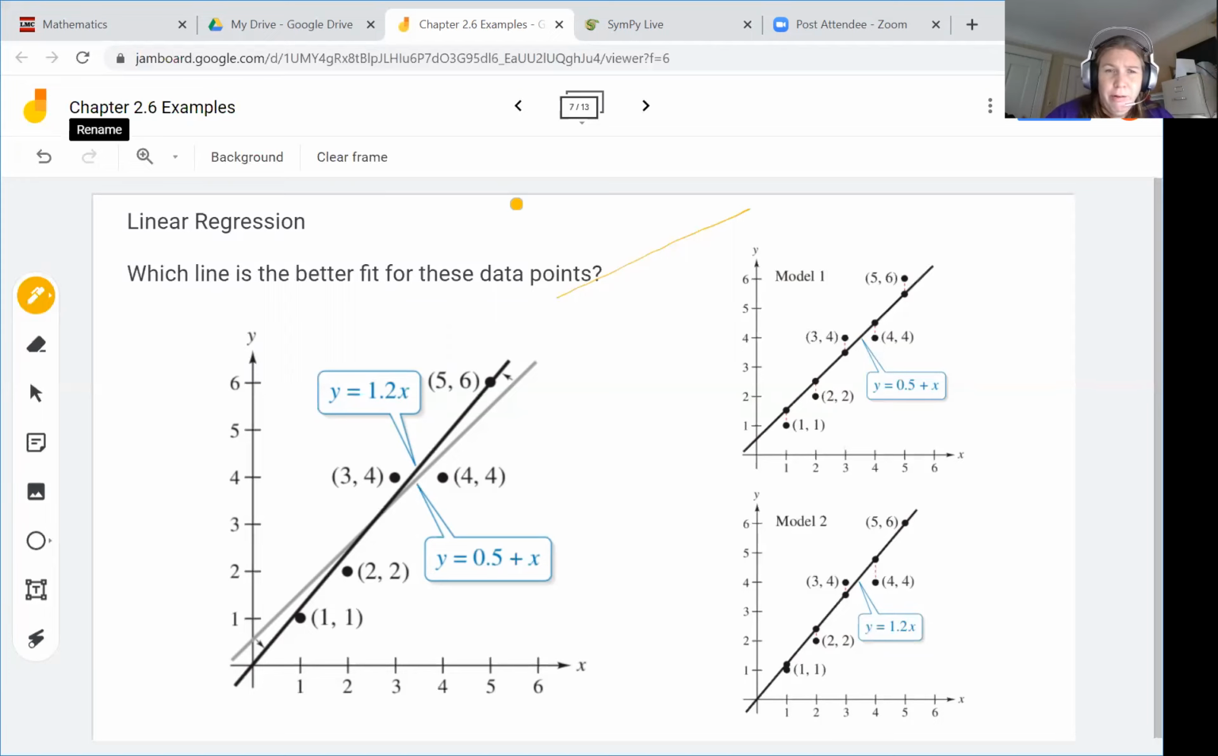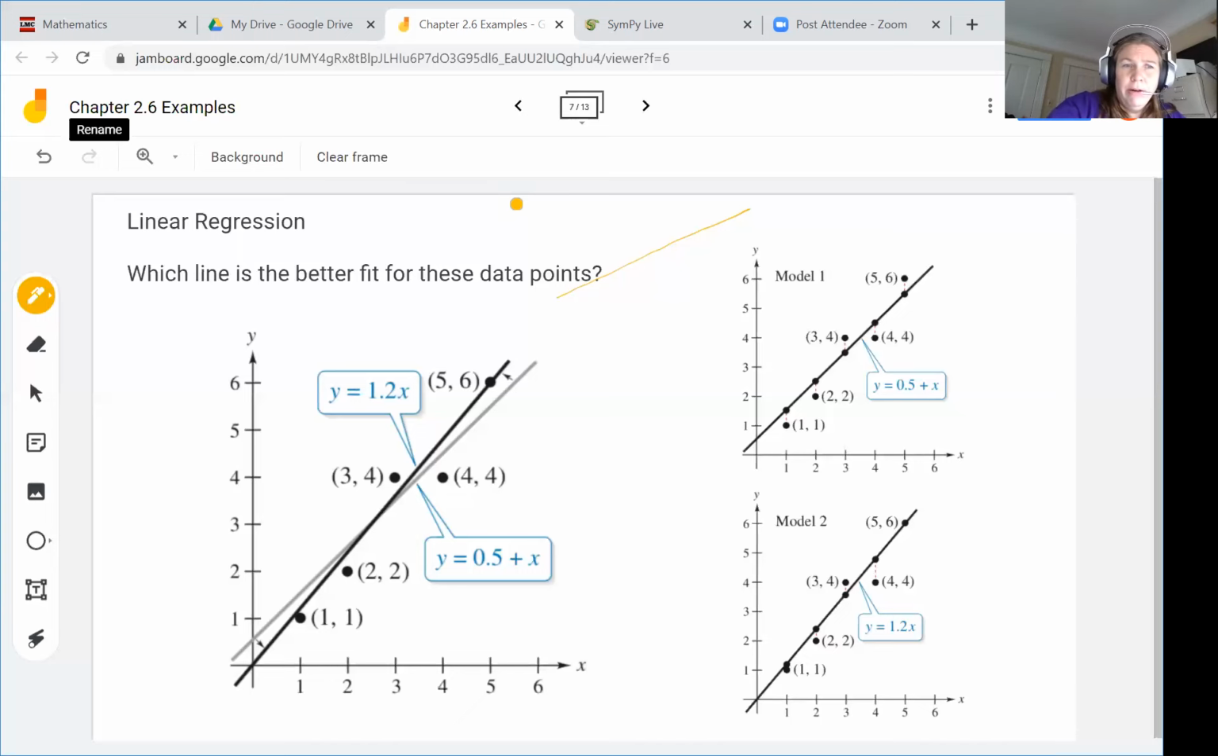So the line at the steeper angle is y equals 1.2x, and the line at the less steep angle, the lighter gray line, is y equals 0.5 plus x. So both lines are pretty good matches for the data points. We want to figure out, well, how can we analyze which line is the line of best fit?